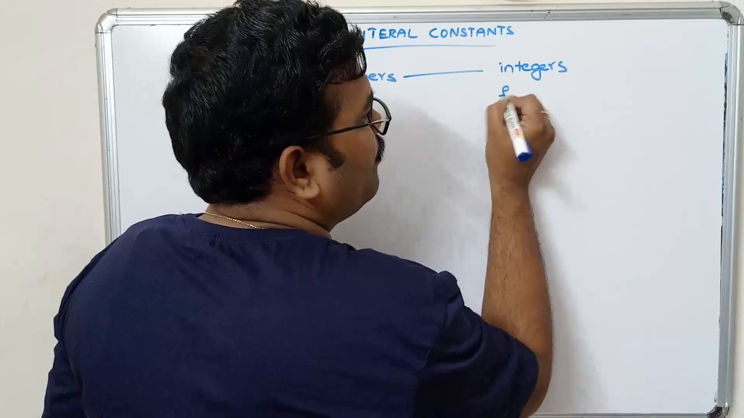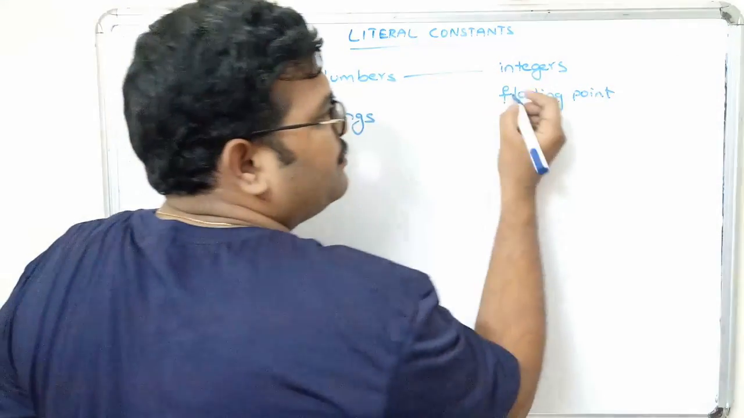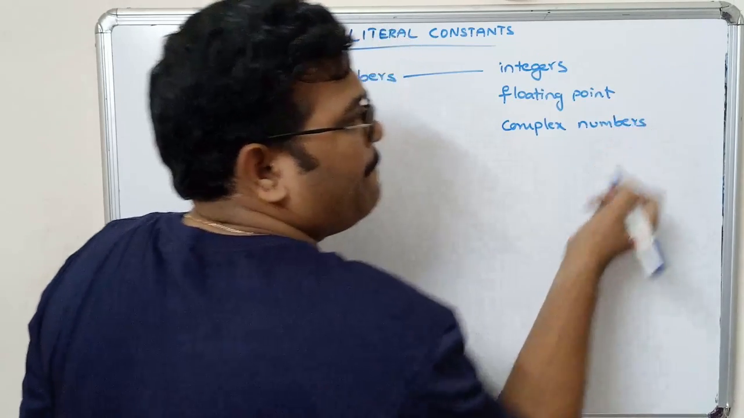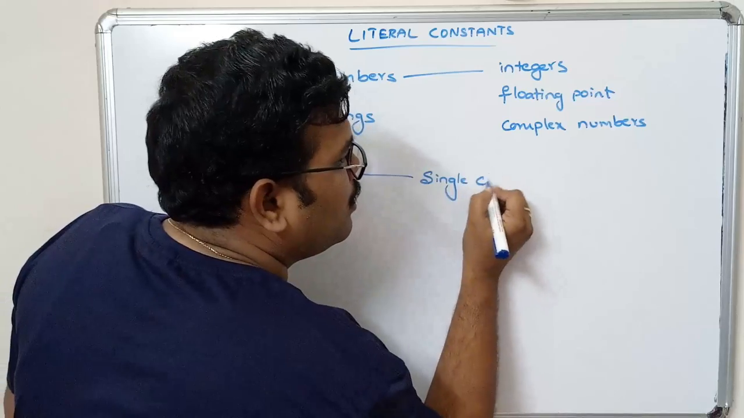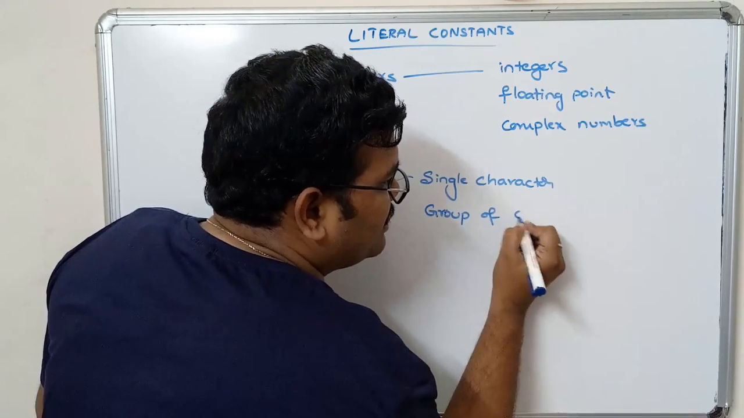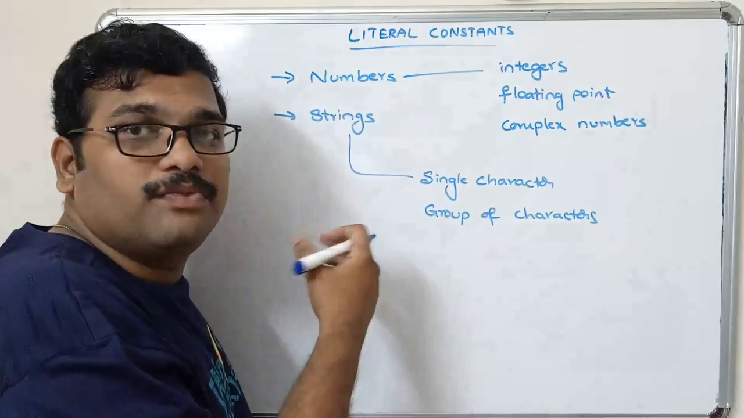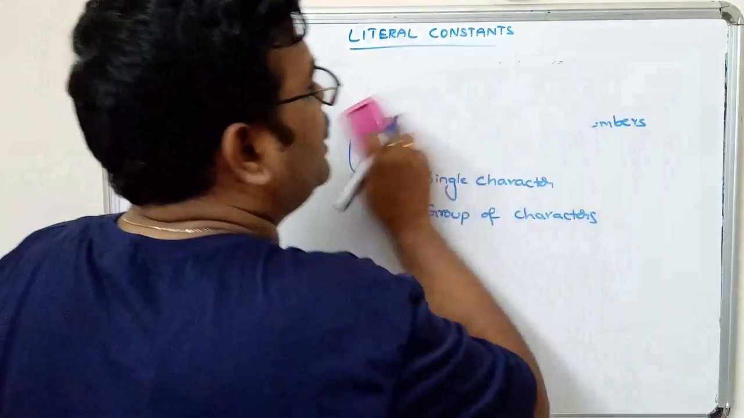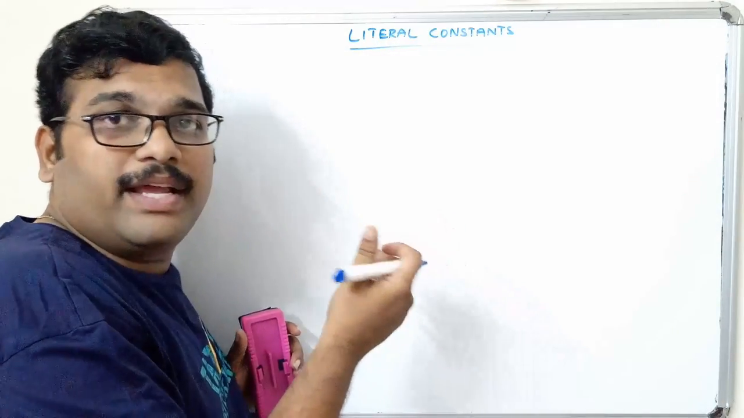Numbers can be integers, floating point numbers, which you can call fractional numbers, and even complex numbers. Strings can be a single character or a group of characters, right? So these are the different literals we are going to discuss: the numbers, integers, floating points, and complex numbers. Now let us see one by one. First we will move on to the numbers. How many categories of different numbers can we use in this Python?